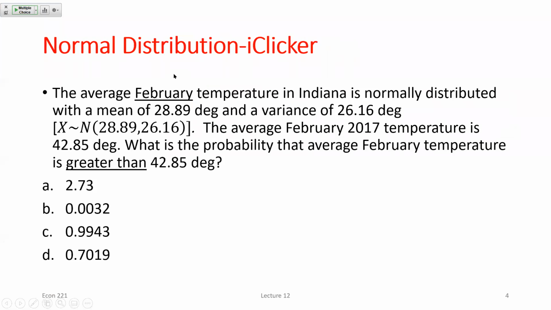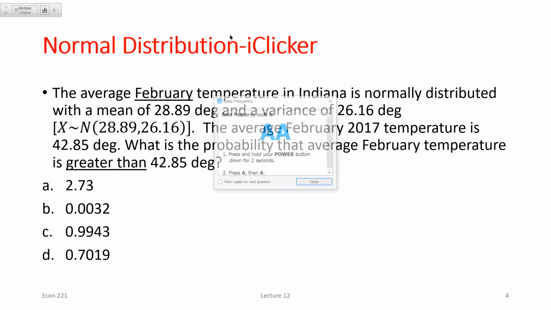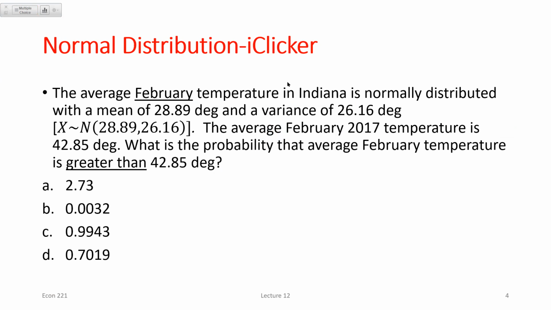So the next one, some of you got a little bit of a help there. Now this one should be relatively easy. In fact, I wouldn't even have to go through the entire process if I didn't want to. If I was to draw this out, I could come up with the answer pretty quick. So let's say we're now looking at February temperature, assuming that it has a normal distribution, a mean of 28.89, a variance of 26.